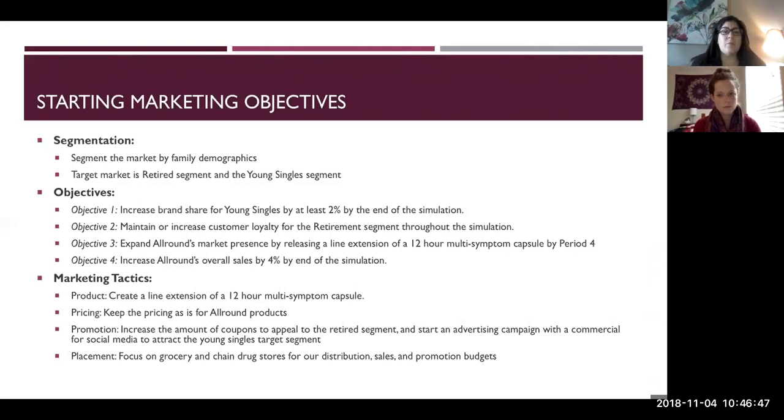And for our marketing tactics, we used the 4 Ps. So product, we wanted to create the line extension of a 12-hour multi-symptom capsule. Pricing, keep the pricing as is for all-around products. And promotion, increase the amount of coupons to appeal to the retired segment, and start an advertising campaign with commercials for social media to attract the young singles target segment. And finally, placement. Focus on grocery and chain drug stores for our distribution, sales, and promotion budgets.